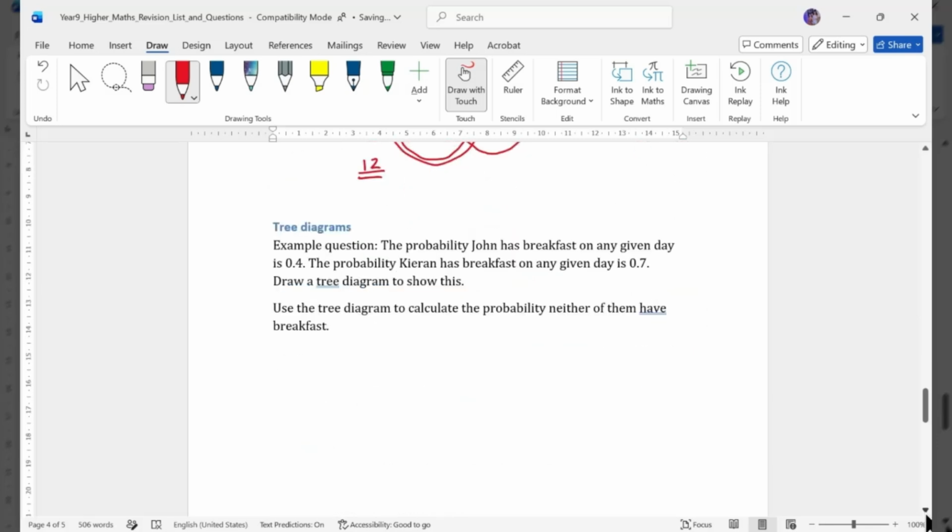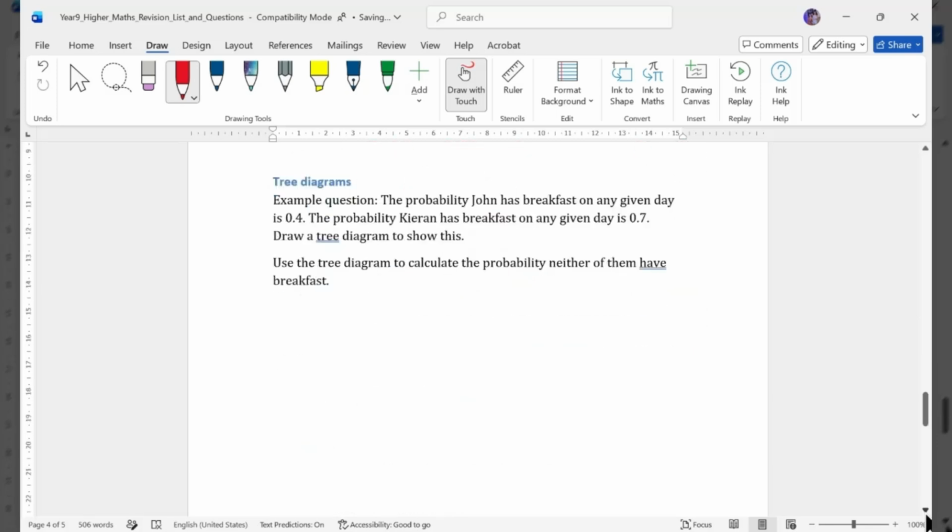Our next probability question is to model the probability with a tree diagram, which looks like this. And then we rebranch from here. And we rebranch from here.